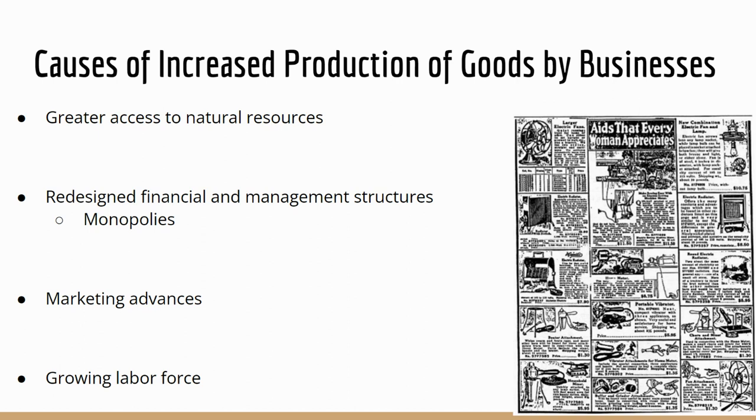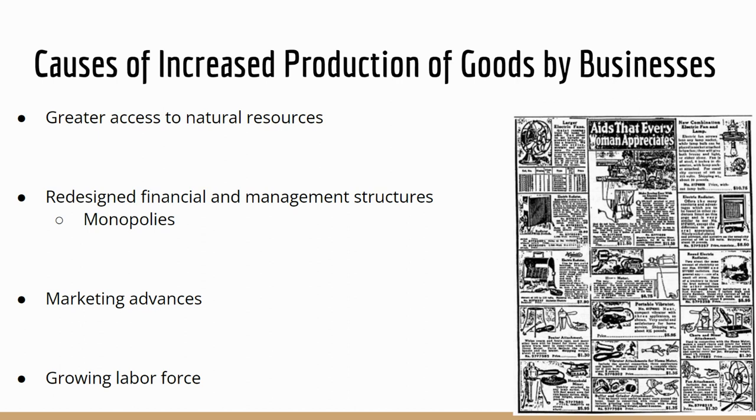So in the late 1800s in the Gilded Age, we're thinking about things like Standard Oil, which are creating monopolies. Andrew Carnegie is another example of this. John D. Rockefeller. These are some people who create these monopolies and redesign these financial and management structures.